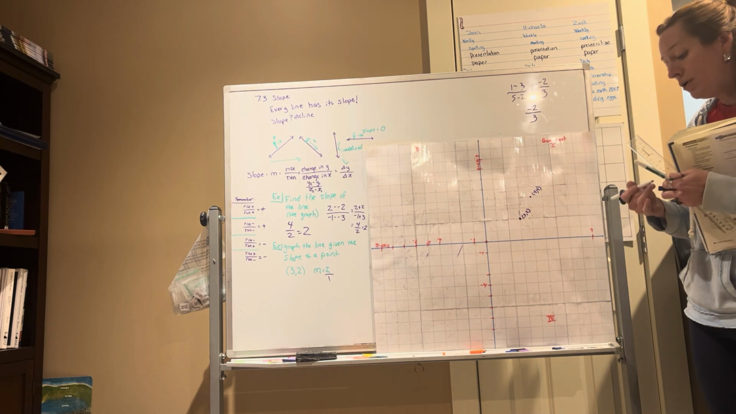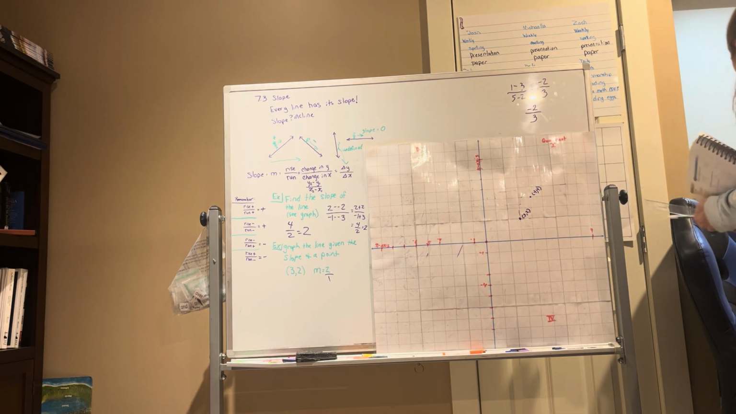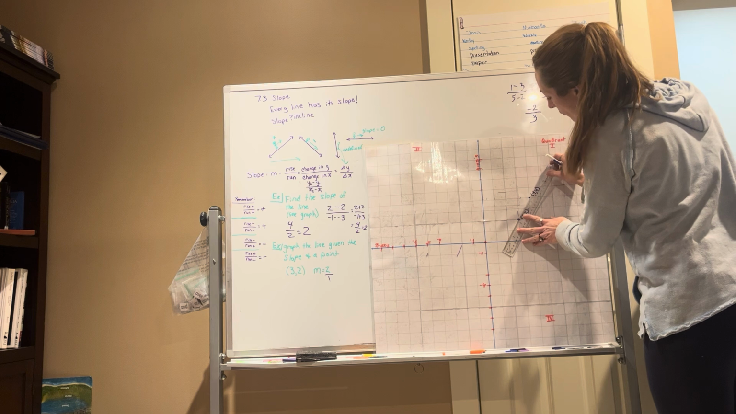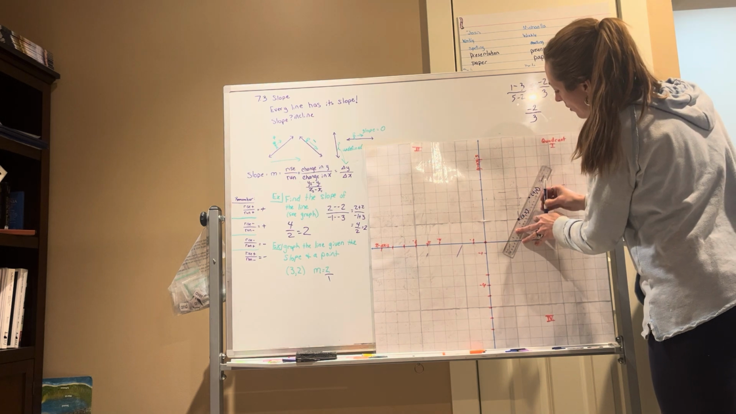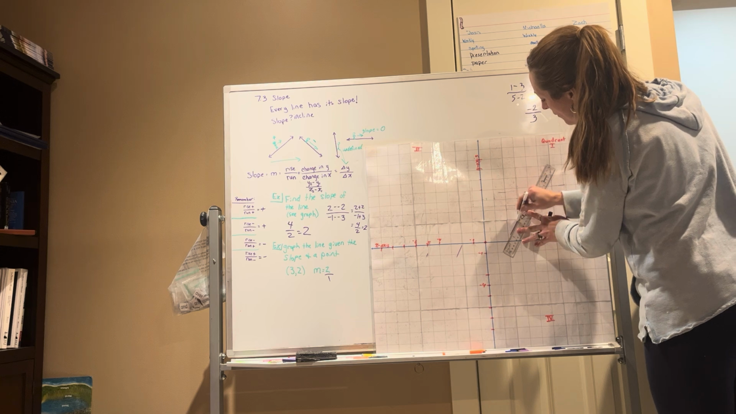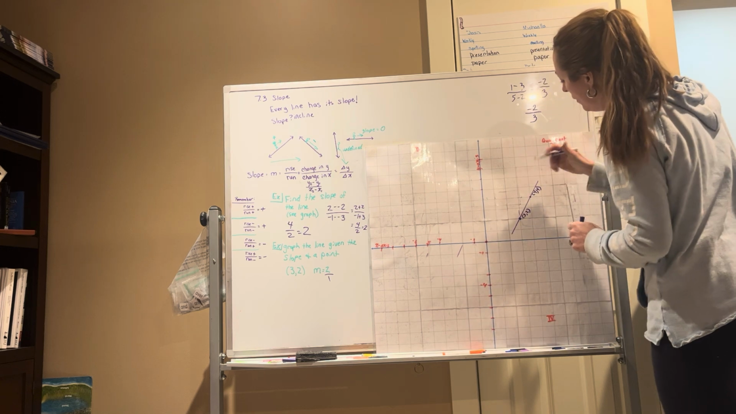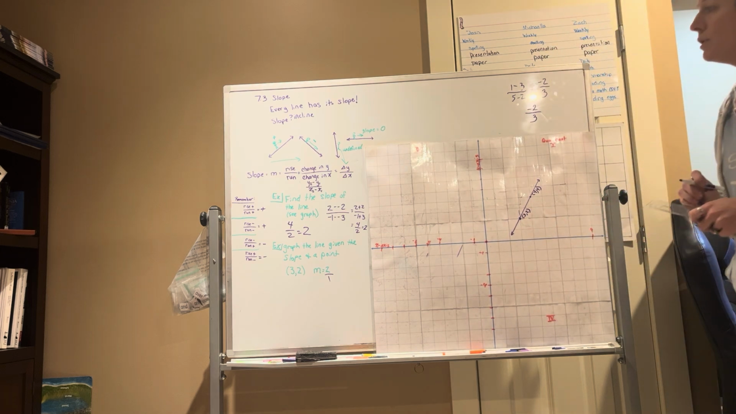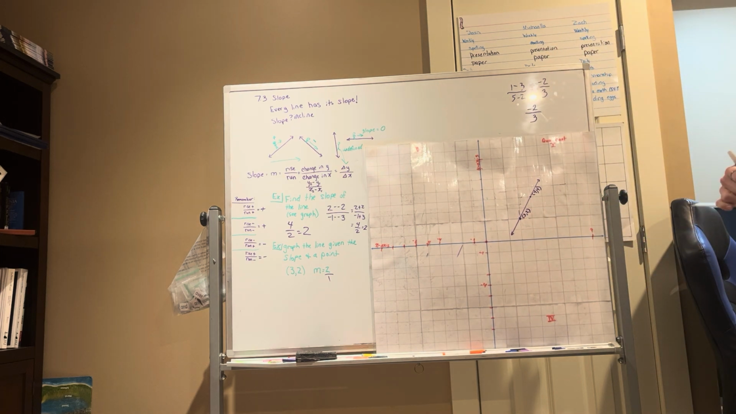Now I have 2 points, and that is what is needed to graph the line. So I draw my line through those 2 points. I add my arrows for the line, and I just graphed the line given the slope and a point.